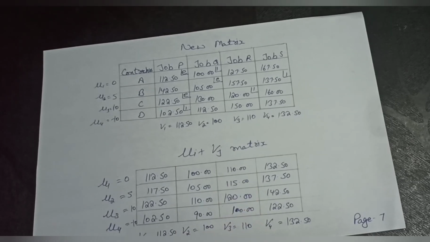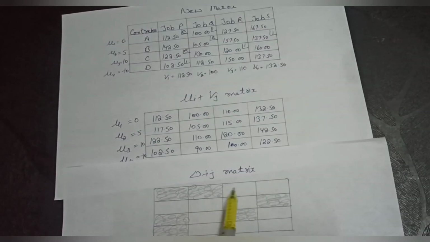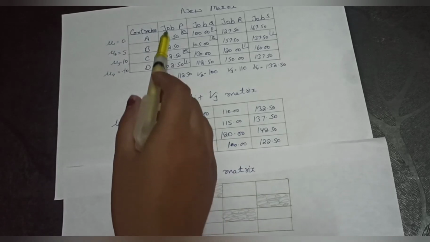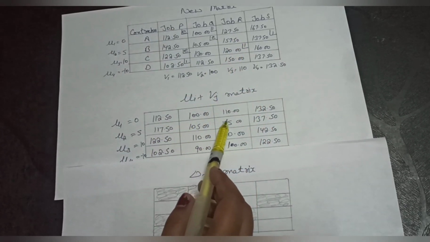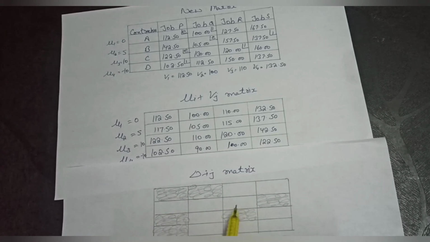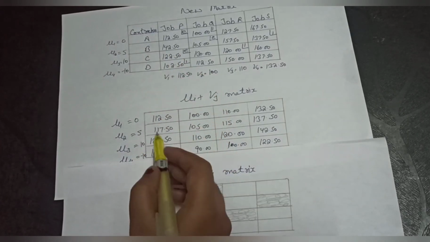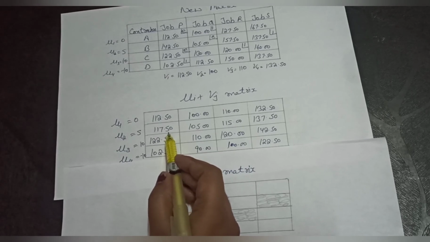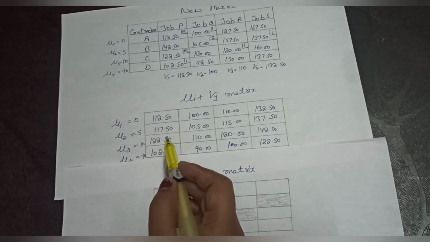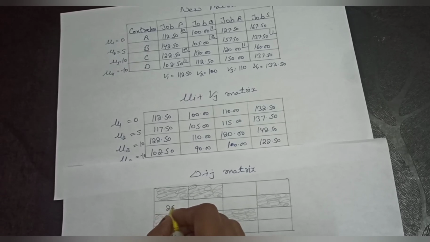Now we will calculate our next matrix for the solution. You can see here this matrix. These cells are allocated cells and these blank cells are our unallocated cells. We have to calculate the value from the original new matrix and the ui plus vj matrix for only these blank cells, because these are our unallocated cells. So you can see for this cell, in the original matrix we have 142.50 and in the ui plus vj matrix we have 117.50. So we can say the difference is 25.